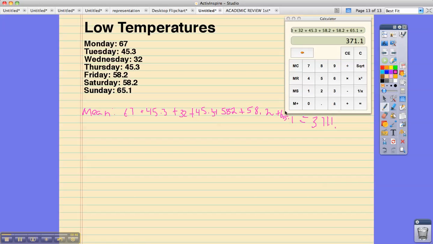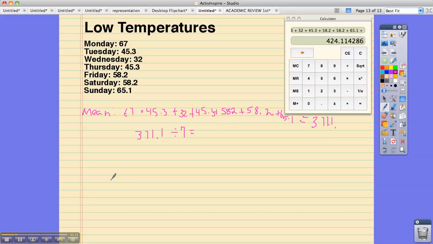So this is going to equal 371.1. And then we add up all the values for the mean, and then we divide by how many values there are. So we see there's 1, 2, 3, 4, 5, 6, 7 values. So to find our mean, we're going to take 371.1 and divide by 7, because that's how many values there are. Gives us our mean.